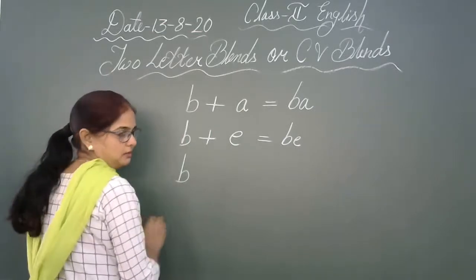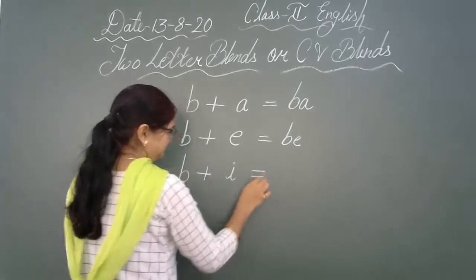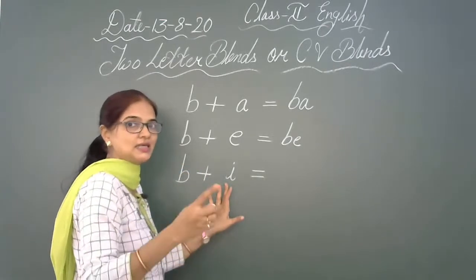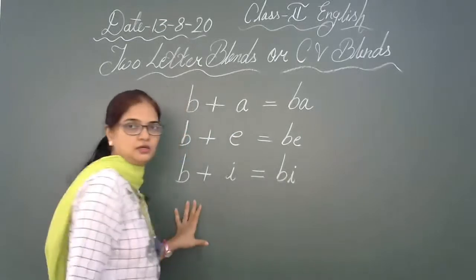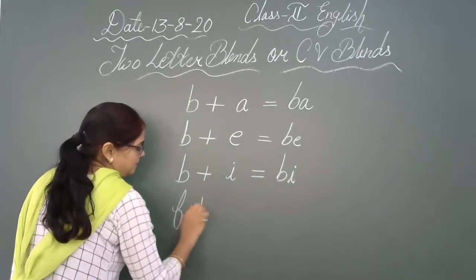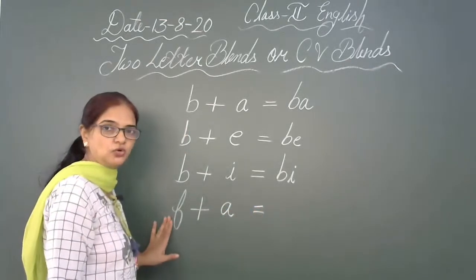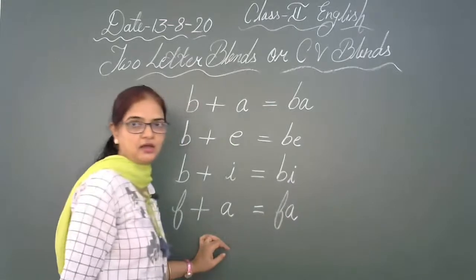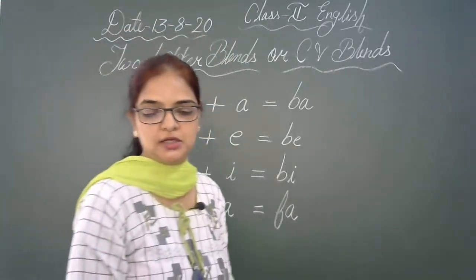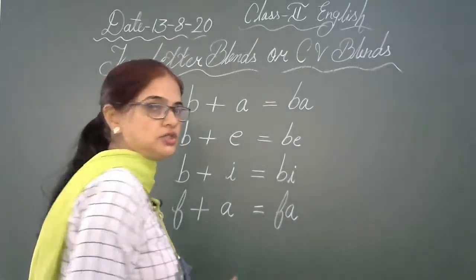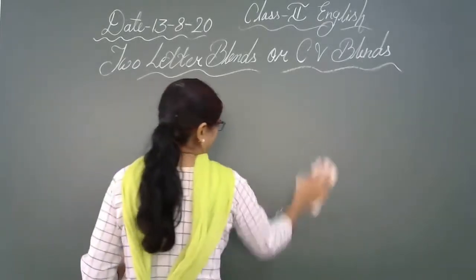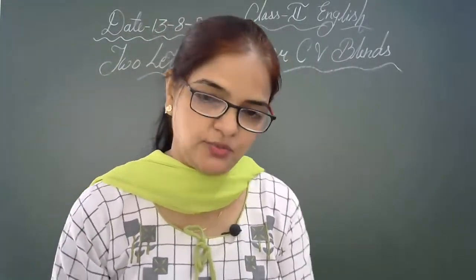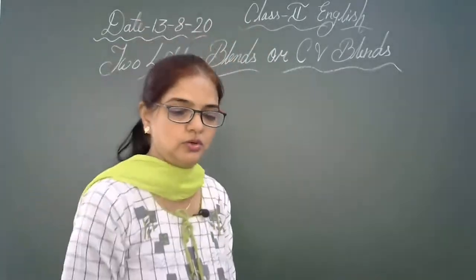Next one, B plus E. The sound of B is B, plus E. Sound of I is E. Okay, next one is F plus A. The sound of F, F plus A makes fa. Okay, have you understood it? Now let's do all the consonants. This exercise is very important from the reading point of view. Okay, so you repeat after me.